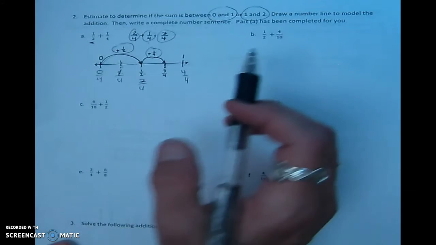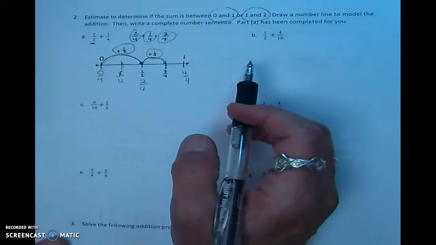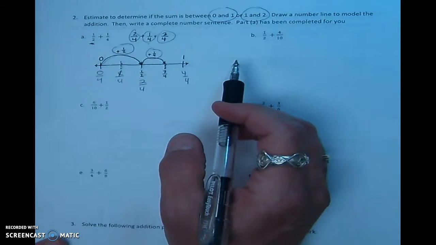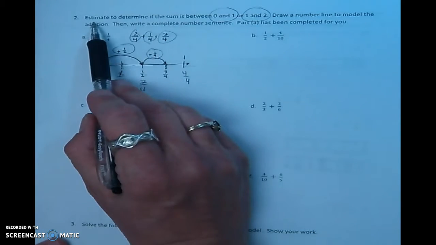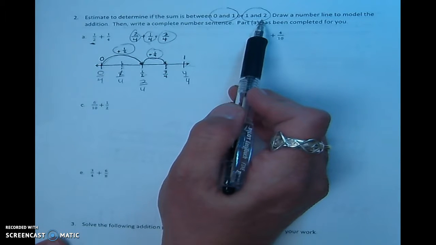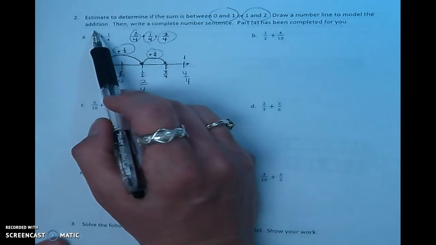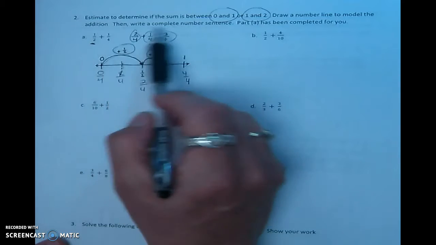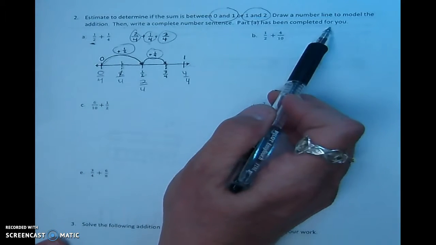Alright, so this is part 2 of lesson 20 problem set. The directions say estimate to determine if the sum is between 0 and 1 and 1 and 2. Draw a number line to model the addition. Then complete a number sentence. Part A has been done for you.